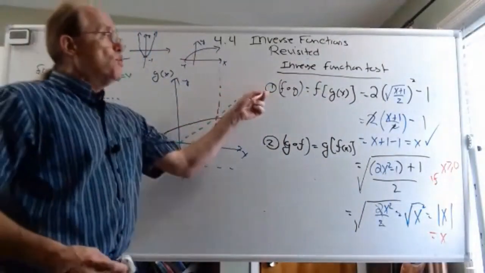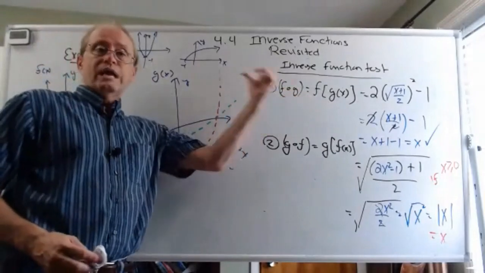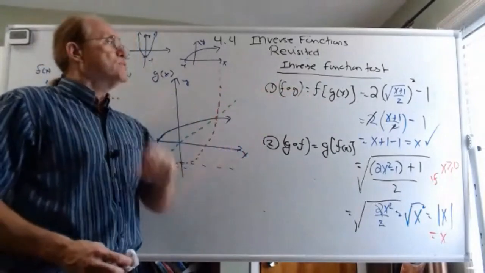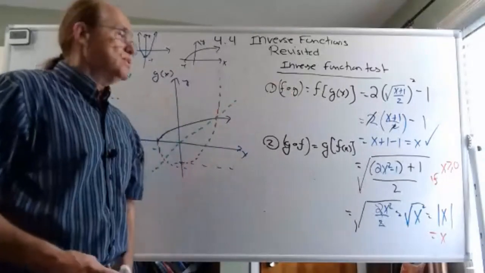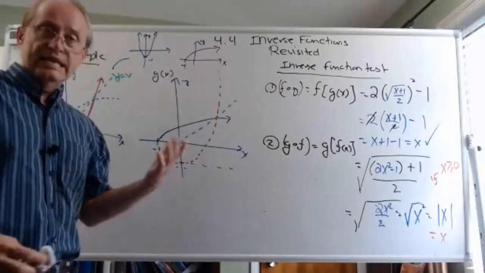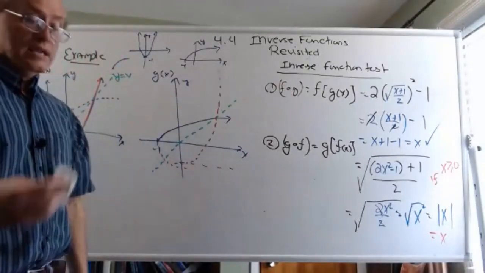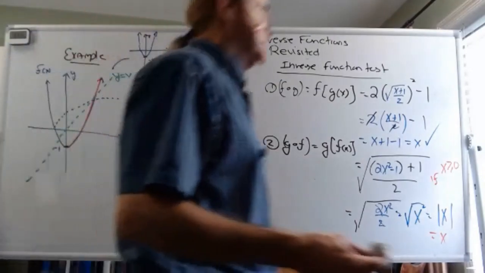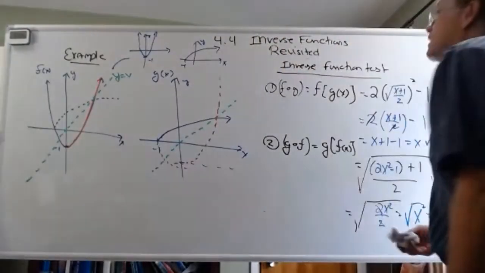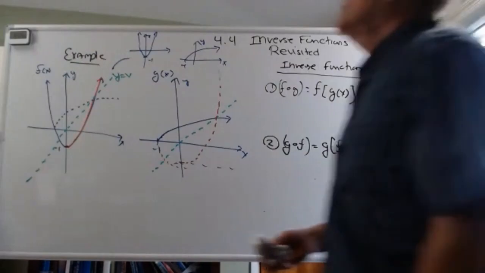You have to do both of these. Sometimes one will work and the other will not. Both of those have to work, f composed with g and g composed with f. It can happen that one side will work and the other will not. You might see some of those on the homework as you go through that. But that's essentially everything that we need.